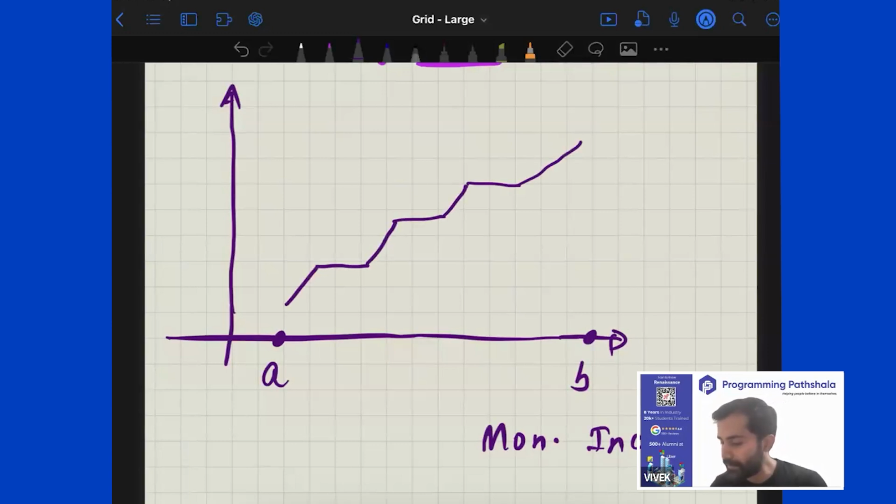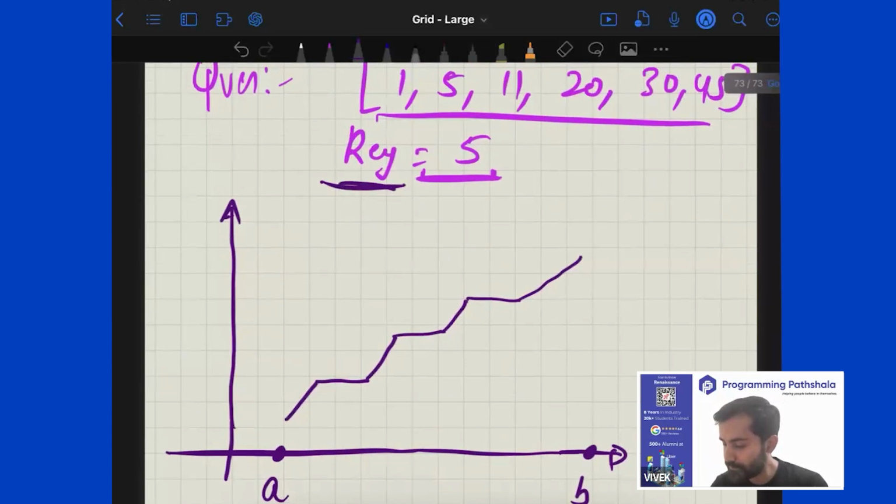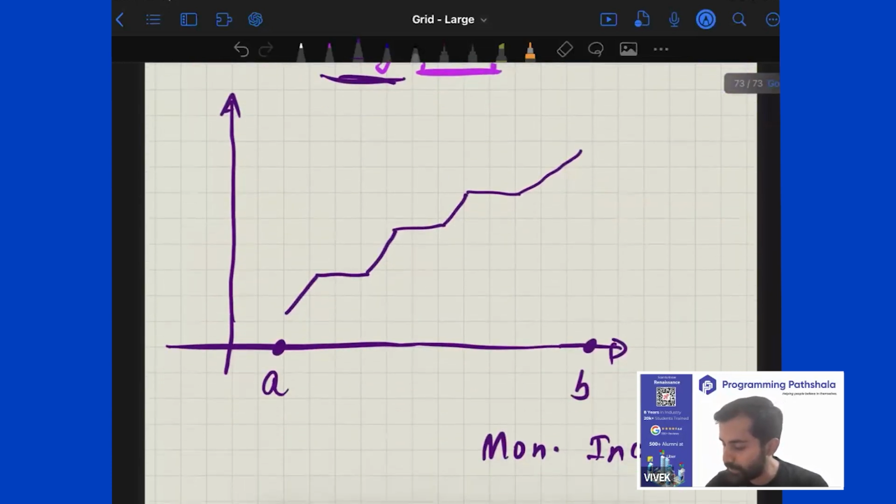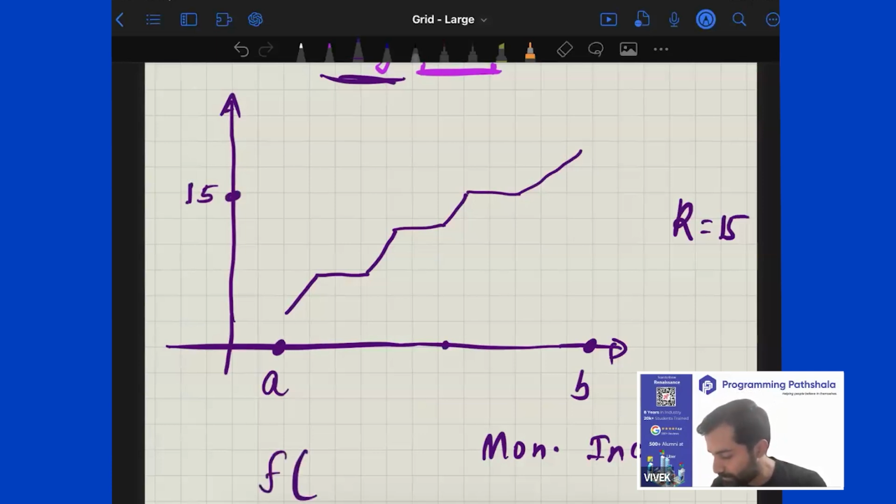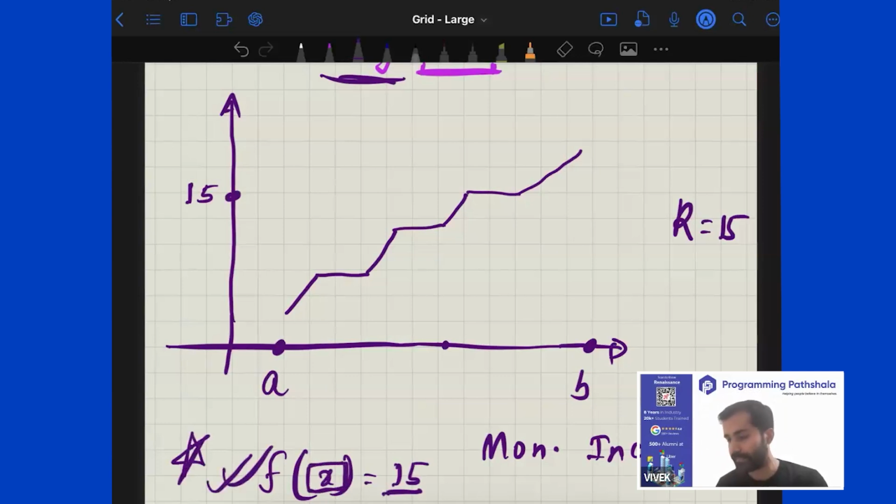Now you have been given a value key, or let's call it k this time. Let's say k is equal to 15. Okay, so maybe I'll point 15 somewhere. Let's say this value on the y-axis is 15. So we have to find a point on the number line. We have to find a point for which f of x is equal to 15. So what is that value of x for which f of x is 15? This is what we want to determine.